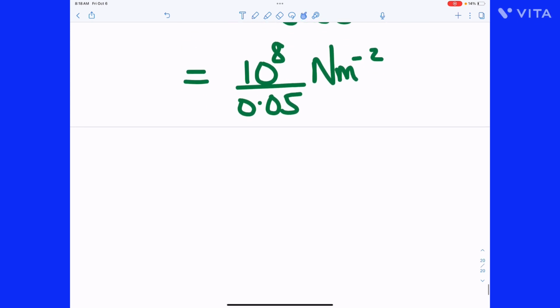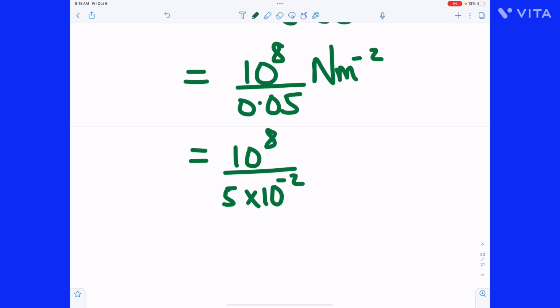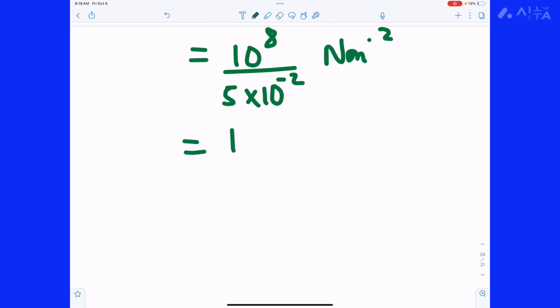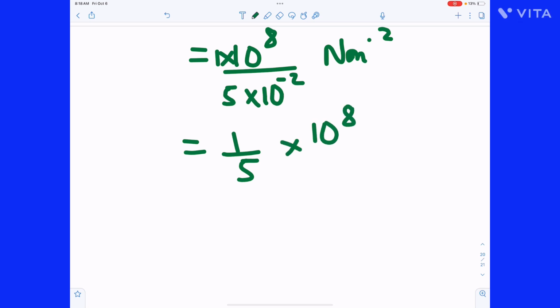So you will get your answer. 10 raised to power 8 is just 1 and 8 zeros. You understand? But if you use indices, you will get 10 raised to power 8 over 0.05, which is 5 times 10 raised to power minus 2 Newton per meter squared. I think that is more ideal. So this gives us 10 raised to power 8. You can slot 1 behind 10 and get 1 times 10 raised to power 8. So you now change it to 1 over 5 times 10 raised to power 8 divided by 10 raised to power minus 2 Newton per meter squared.